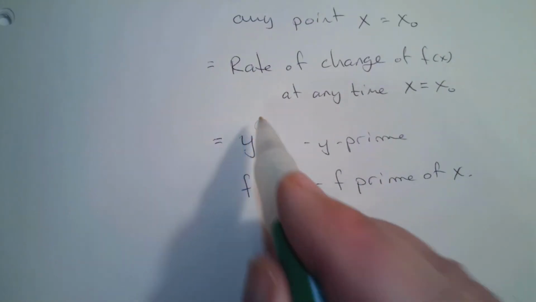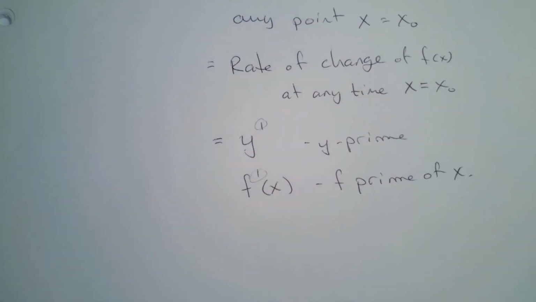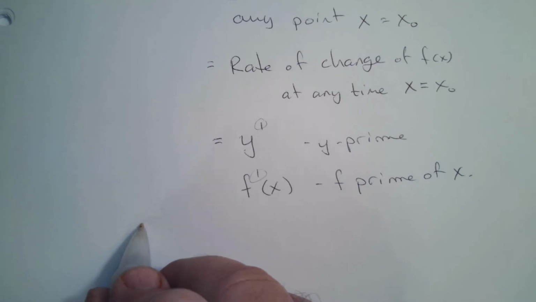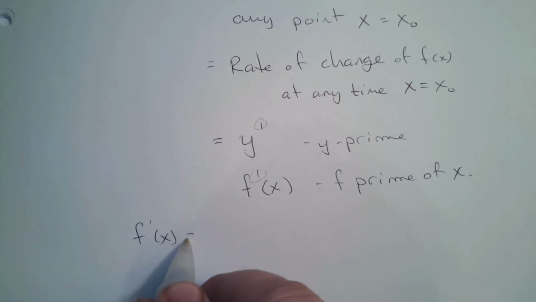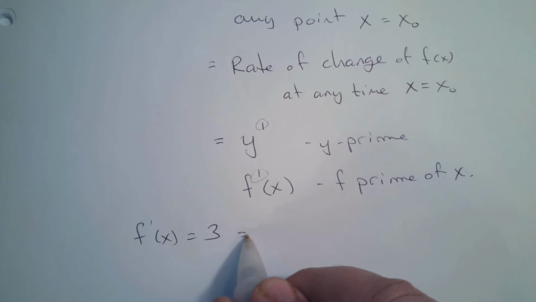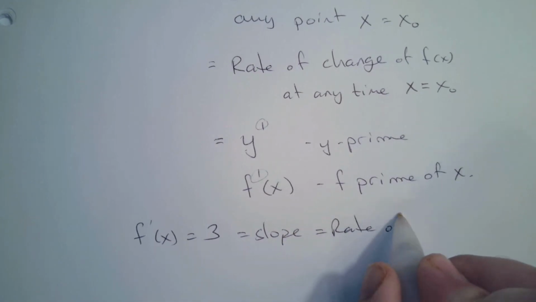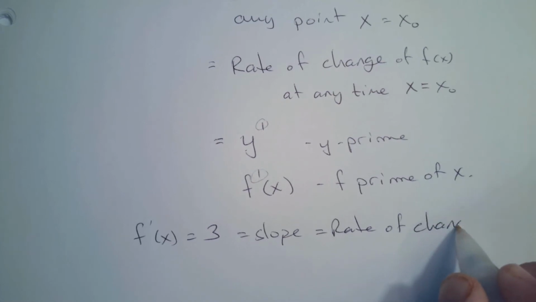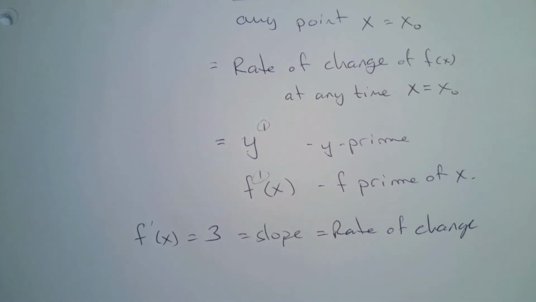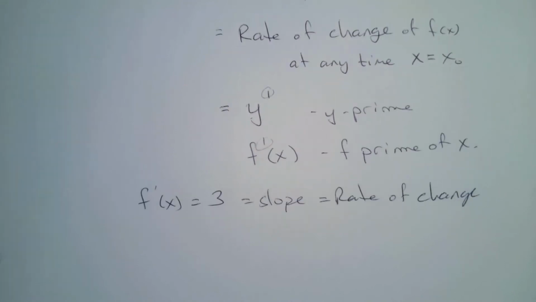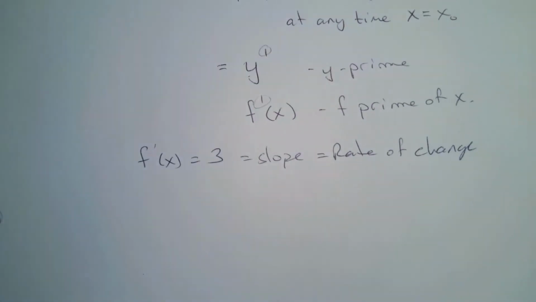Whenever you see this little tick mark, that means it's a derivative. That means if I give you f prime of x, then we know that's the slope, the rate of change. All right. Now, yes, we could go ahead and do the difference quotient every time, but I'm going to show you some shortcuts to do these things.